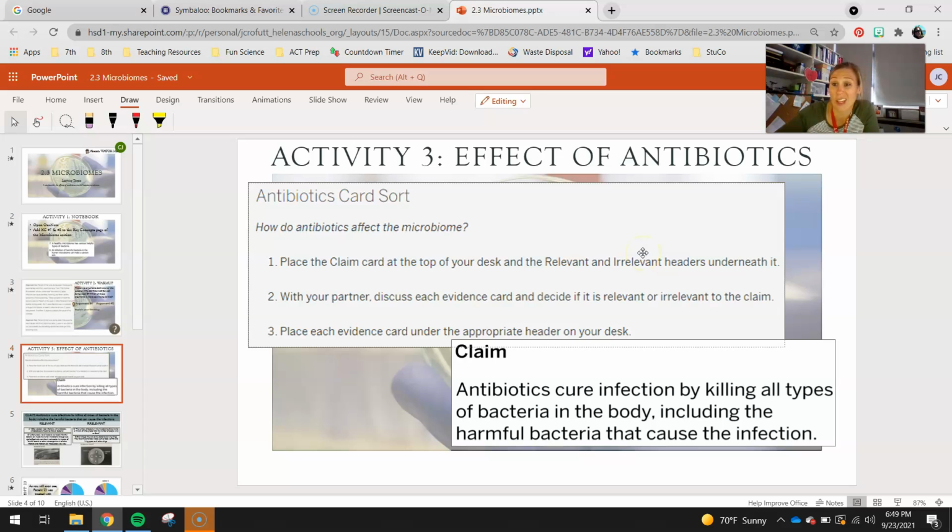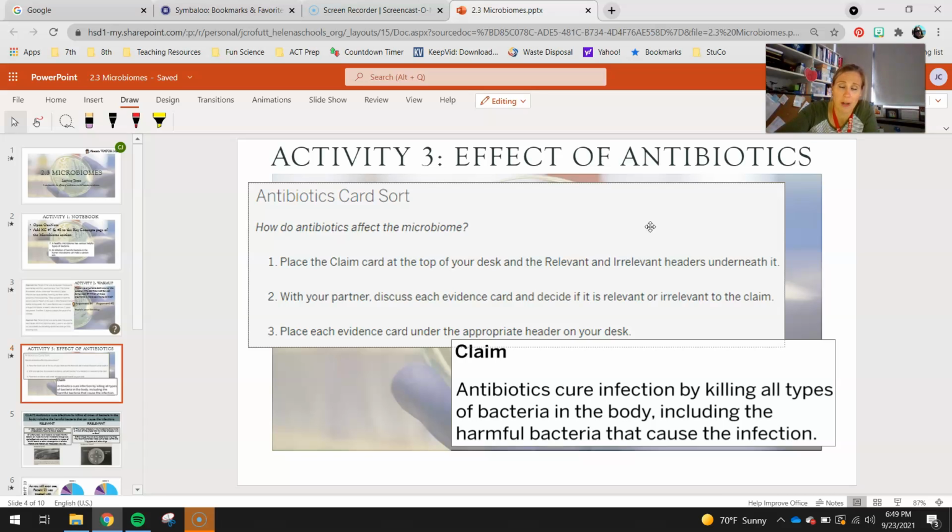So for your card sort, you guys will have the claim card at the top. You're going to be using your screen. And then below that, you're going to see a column for relevant and irrelevant evidence. Okay, so remember, relevant means it's important, it helps support this claim. Irrelevant means it's not important and it doesn't really help support our claim.